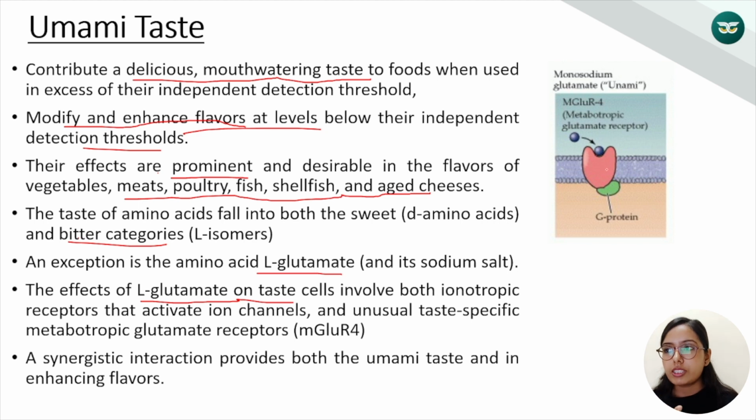So in our taste receptor there is this metabotropic glutamate receptor which is present in our tongue, which is responsible for the perception of the monosodium glutamate or the umami taste, which is being perceived by the exceptional amino acid, which is L-glutamate, and its sodium salt, which is nothing but monosodium glutamate, and the overall perception leads to the taste, which is umami taste.